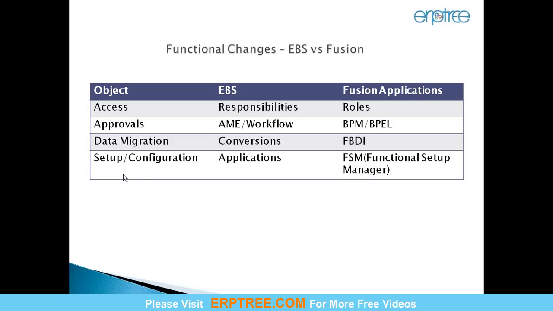And when I talk about setups or configuration of the application, in EBS we have to do it from the specific application. If you want to do AP configuration, you have to go to the AP responsibility. AR from the AR responsibility. But in the Fusion application, if you want to do any configuration as a part of implementation or later, we have FSM, Functional Setup Manager. From this place, you'll be able to do any application related configuration. It is a centralized place where you can do different application related configuration without switching from one area to another.